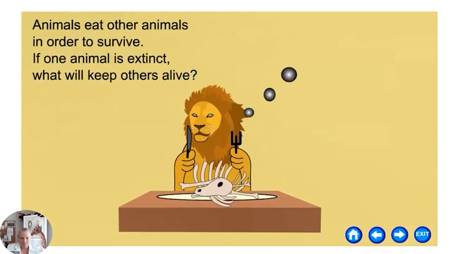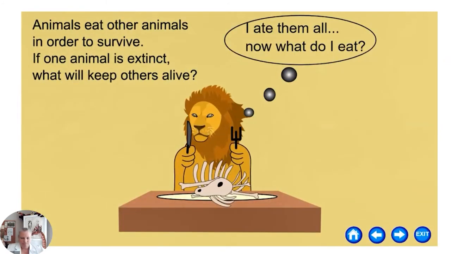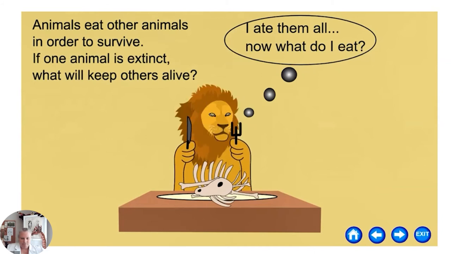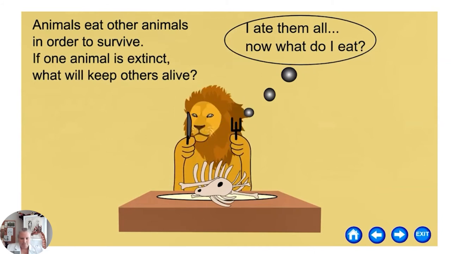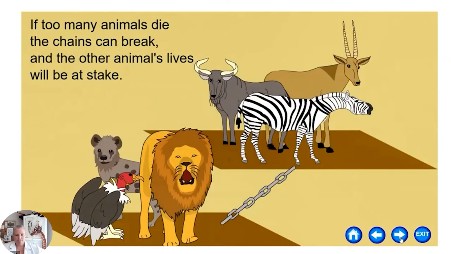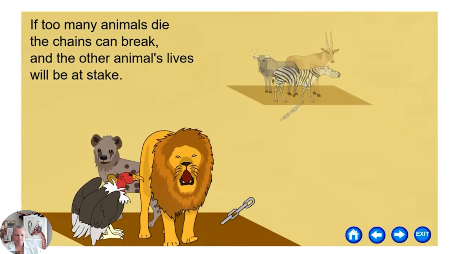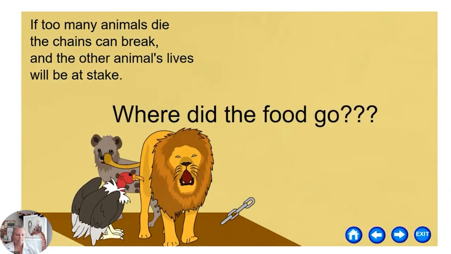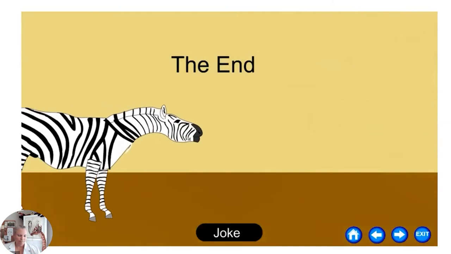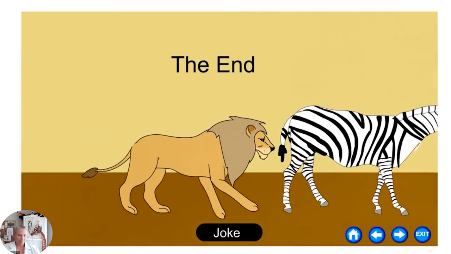Animals eat other animals in order to survive. If one animal is extinct, what will keep others alive? If too many animals die, the chains can break, and the other animals' lives will be at stake. The end. Would you like to hear a joke?